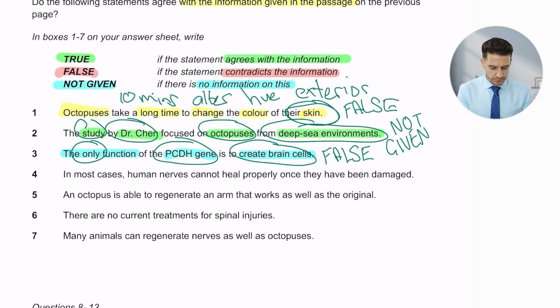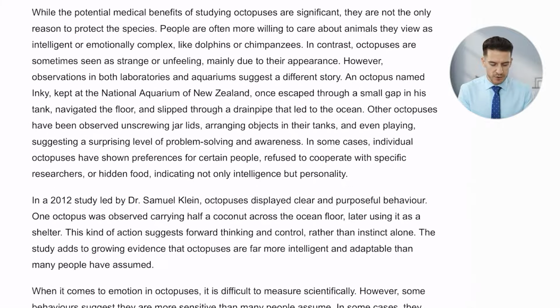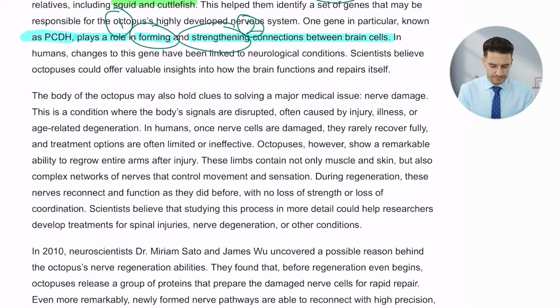Number 4. In most cases, human nerves cannot heal properly once they have been damaged. So that's important there, most cases. So it might say sometimes they can, so we've got to be really careful. And it also says properly. That's an important word there as well. So let's go back up and see if we can find human nerves and not healing properly and damaged.